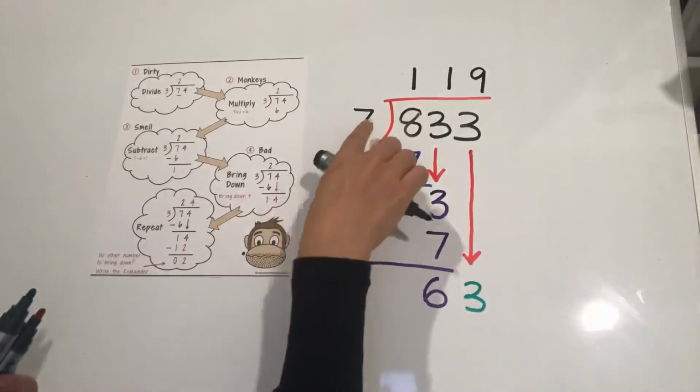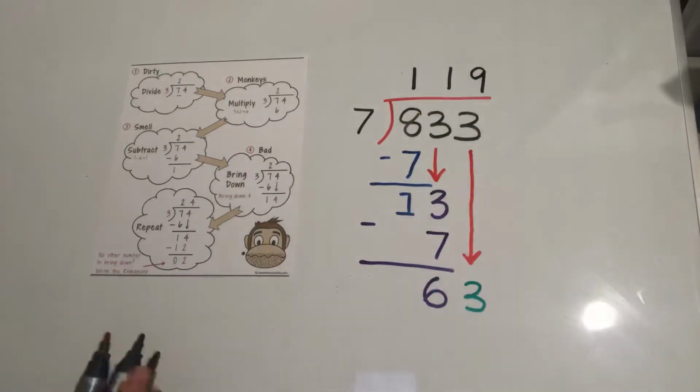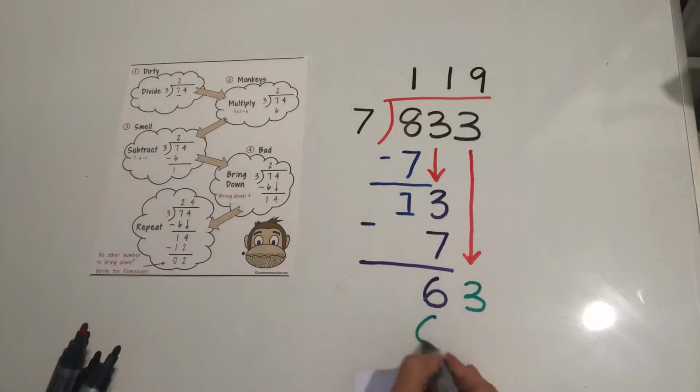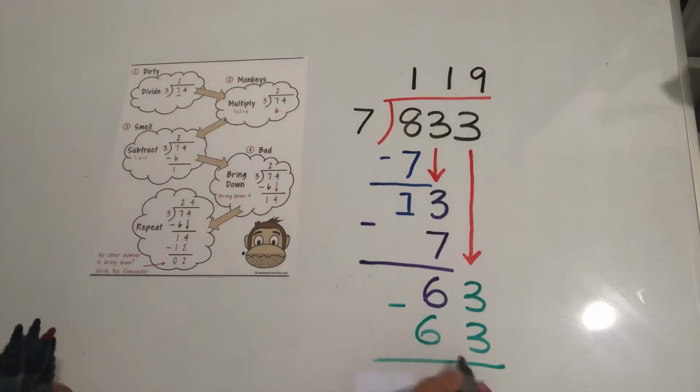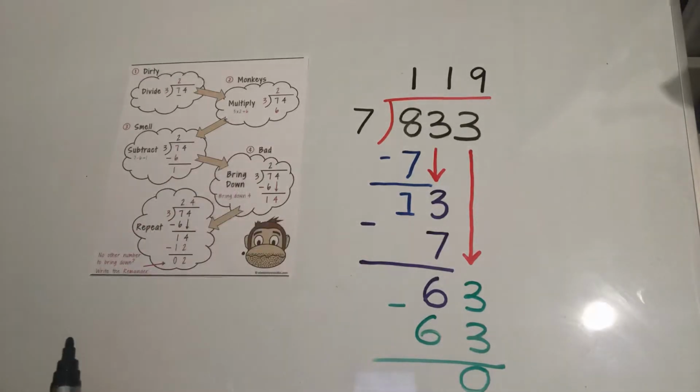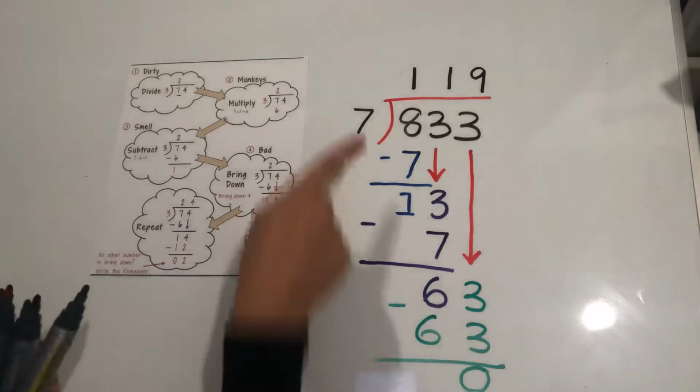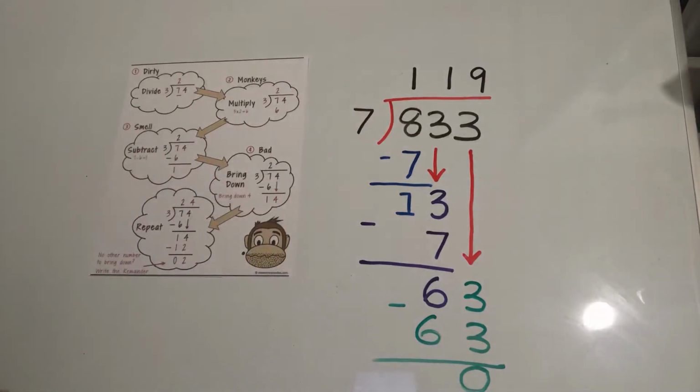And we're going to test it out. 7 multiplied by 9, yes, that's 63. Record that down. Our next step is to subtract. So 63 take away 63 equals 0. And that shows us we have no remainders left over. So that tells us that 7 can be divided equally into 833, which is 119. So 833 divided by 7 equals 119.